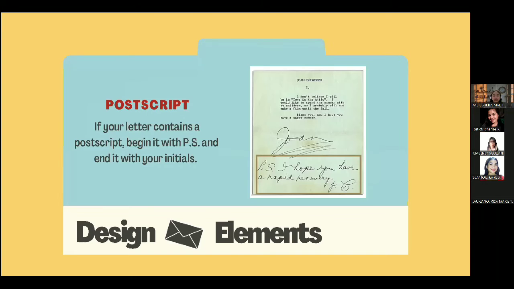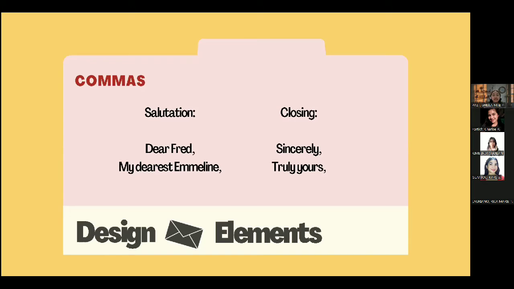Next slide, please. So next is postscript. You might be familiar with this. It is done when the writer wants to add additional thoughts or information in the letter, which comes after the letter has been written or completed. Next slide, please. So next is the commas. Commas are used in letter writing. Usually it is used in the salutation and closing part of the letter, aside from the sentences in the body of the letter, of course. Next slide, please.